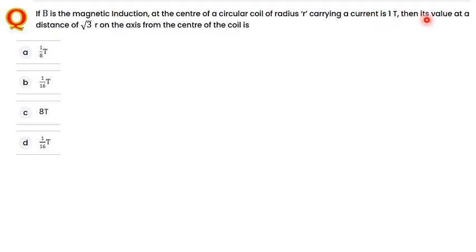Then what is its value at a distance of root 3 into r along the axis, similar to the previous problem? In the previous one we saw that the value is 1 by 16 of mu naught N I by r. Here it is the same, but the center value is 1 Tesla. They are asking for the value at that distance from the center if B at the center is 1 Tesla.